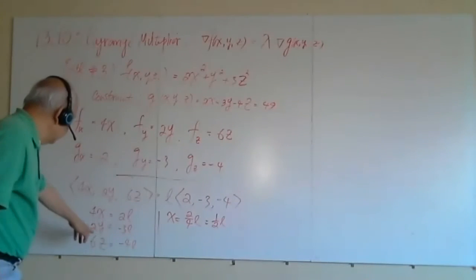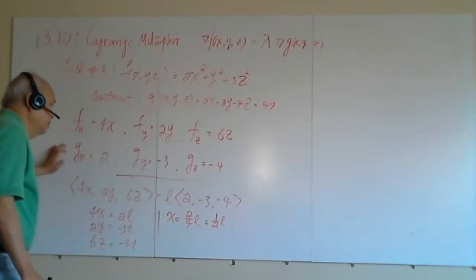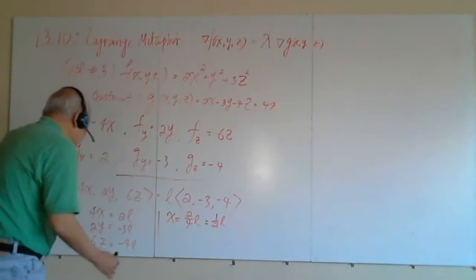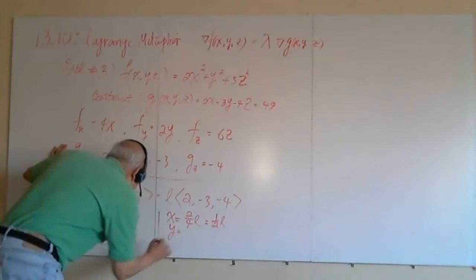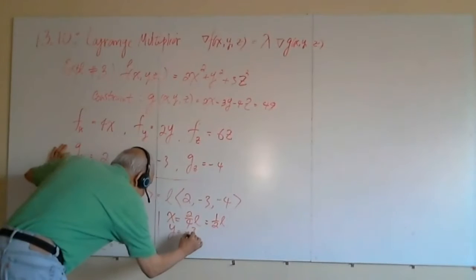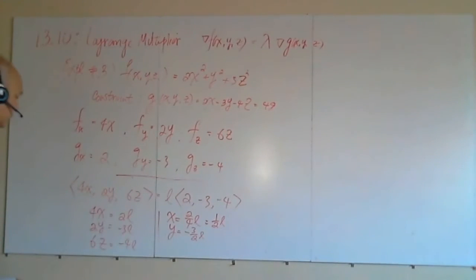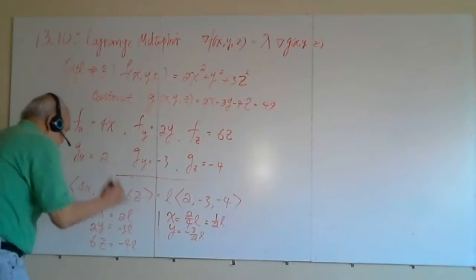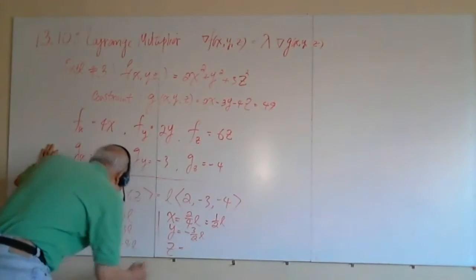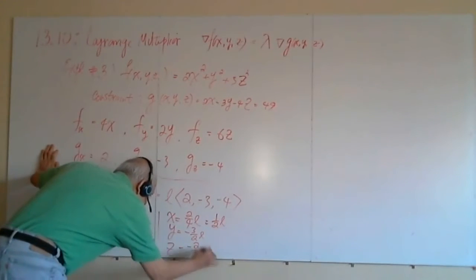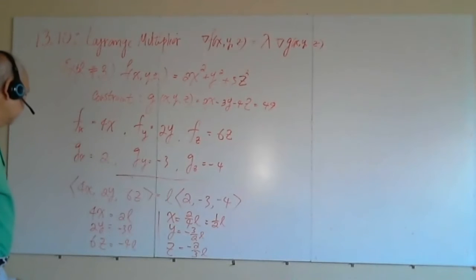Right. Okay. Now, let's talk about this one here. I need to manipulate it the same way. So y here equal to -3/2 L. Everybody okay? Right. Okay. Let's go to the last one. The last one also the same thing here. So I'm going to say that z here equal to, long story short, 2/3 L. Am I correct? Yes. Okay.